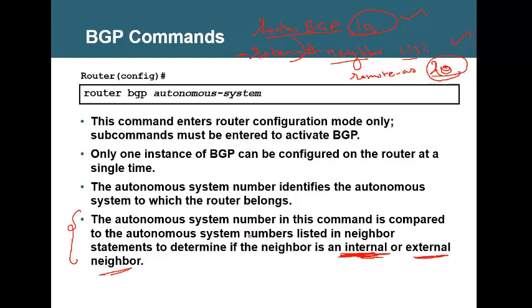The autonomous system number in this command is compared to the autonomous system number listed in the neighbor statement to determine whether the neighbor is an internal neighbor or an external neighbor. Hope you understand this statement. If you have a question, you may ask. Yes, sir. Right.